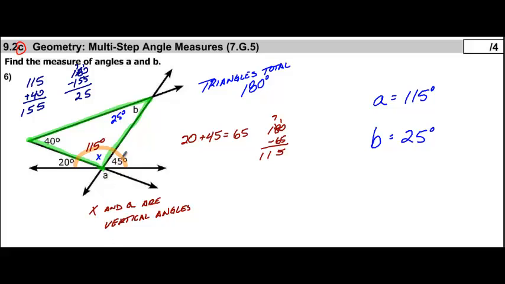Now let me just tell you, somebody in another class, to get A, didn't use X as the vertical angle. They did this. They said, well, that's 45 because it's a vertical angle right there. And that's 20 because it's a vertical angle right there. And so then A was 180 minus 45 minus 20. It's still 115. It doesn't matter how you get that. Whether you solve this one, because then you'd say A and X are vertical, and that would give you your triangle.